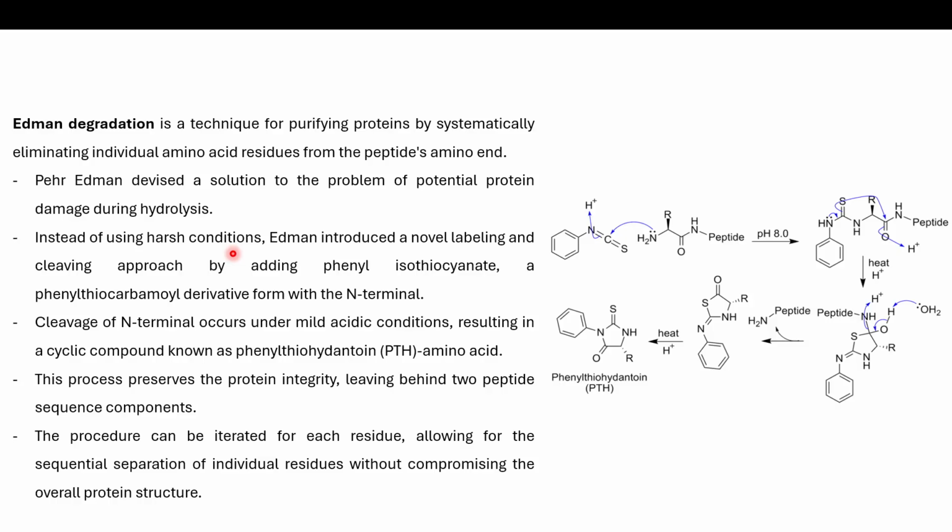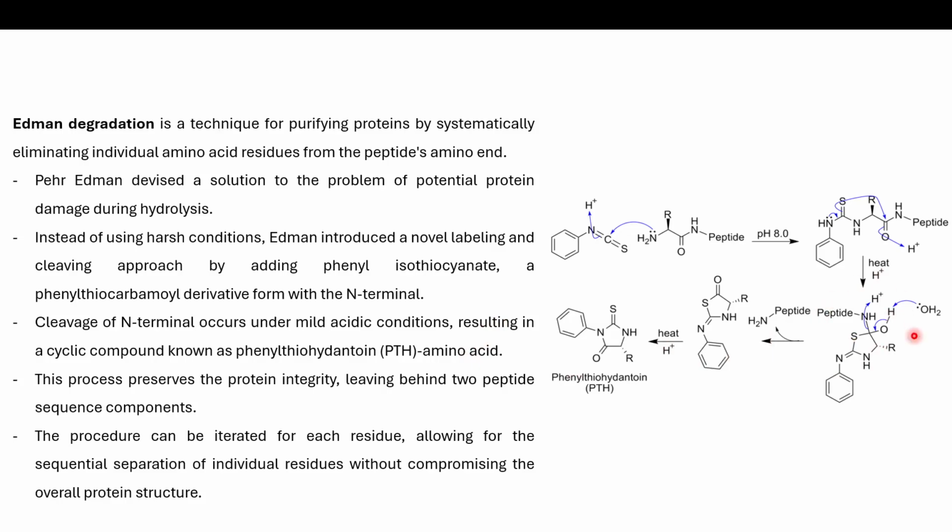So instead of using harsh conditions, Edman introduced a novel labeling and cleaving approach by adding phenyl isothiocyanate, forming a phenyl thiocarbamoyl derivative with the N-terminal. After this adduct is formed, cleavage of the N-terminal occurs under mild acidic conditions.